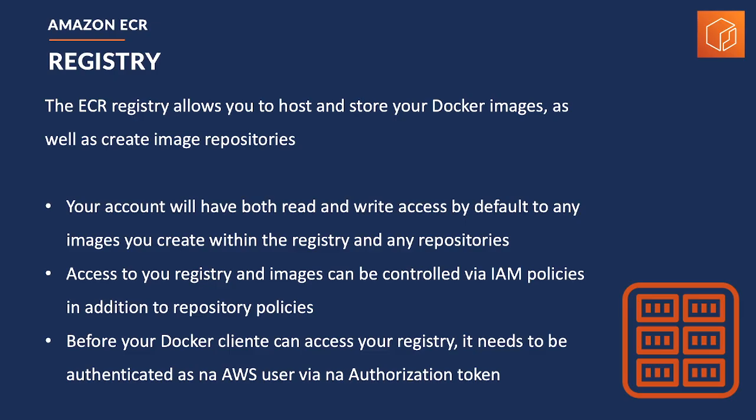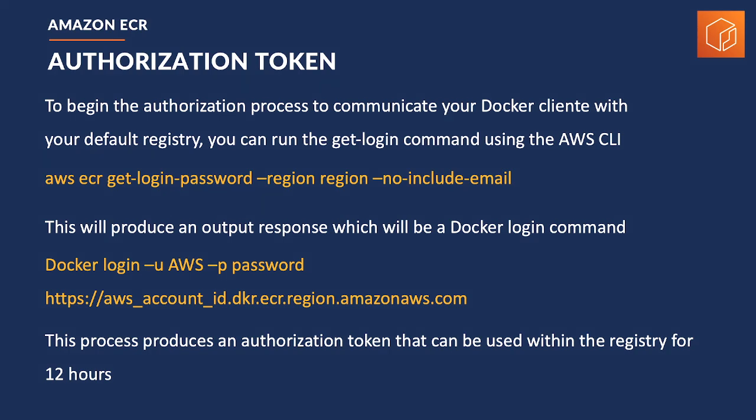repository policies. Before your Docker images can access your registry, it needs to be authenticated as an AWS user. So, to begin the authorization process to communicate with your Docker client with your default registry, you can run the get login command using the AWS CLI. This can be run not only on the CLI on your computer, but also on your browser now. This will produce an output that you need to refresh every 12 hours.